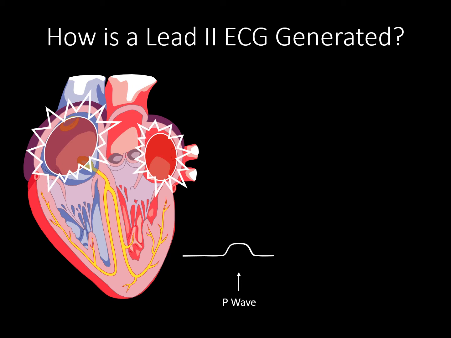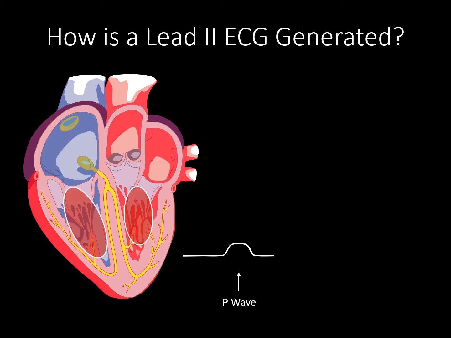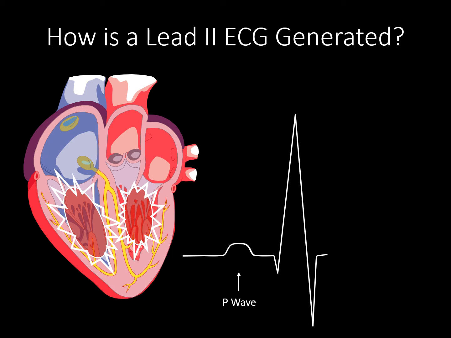Next up, the ventricles. Once all the blood has been pumped into the ventricles, they now need to contract to pump the blood to the lungs or to the body. Electrical changes in the cardiac myocytes travel through the ventricles, and since there's a lot more muscle in the ventricles, this produces a much bigger spike. This is called the QRS complex.